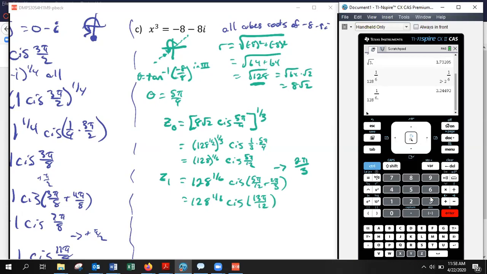And last but not least, let's add another 2 pi over 3. And we will get 128 to the 1/6. This is our third root, or z sub 2, cis. If we add another 8 pi over 12, we will get 21 pi over 12. So all 3 of our roots are listed there.